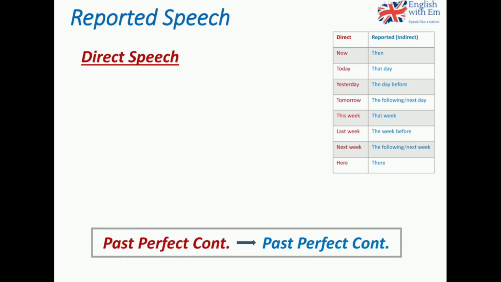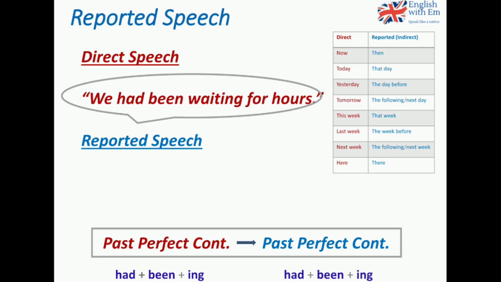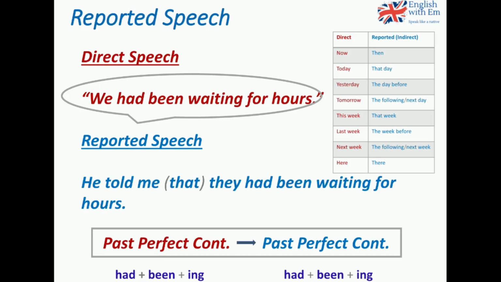What about past perfect continuous? We had been waiting for hours. So had been and the verb with ing. In reported speech, usually we would backshift, but we can't backshift any further than past perfect, so we've still got past perfect continuous. He told me they had been waiting for hours. So we need to change our pronouns. We becomes they, but had been waiting does not change. Had been waiting, had been waiting. It's the same.